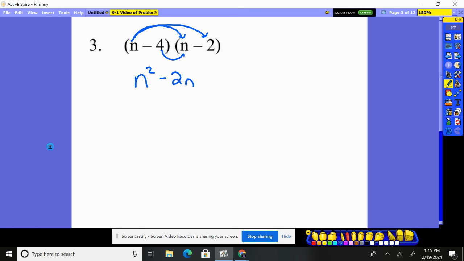Now I'm going to do the 4 distribute through. That'll be minus 4n. The negative 4 times negative 2 is positive 8. Don't make the mistake there because it's a negative 4 times a negative 2. And now who goes together?